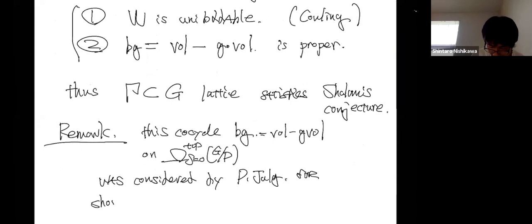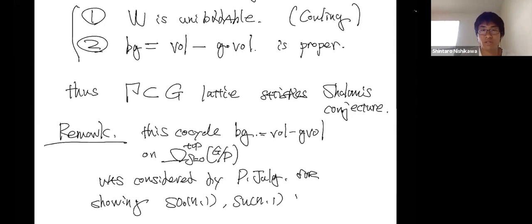that SO(n,1) and then SU(n,1) are amenable. This is also quite an old result. He, in fact, showed that this cocycle with respect to some Hilbert space norm is proper, and then he also showed that the action in the case of SO(n,1), SU(n,1) is a unitary representation.